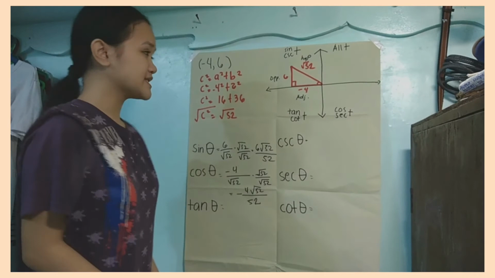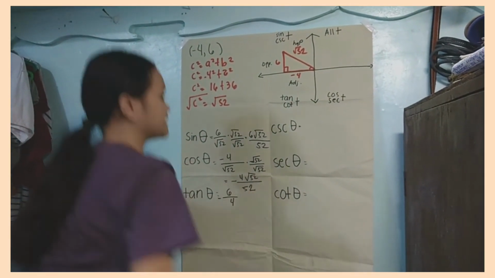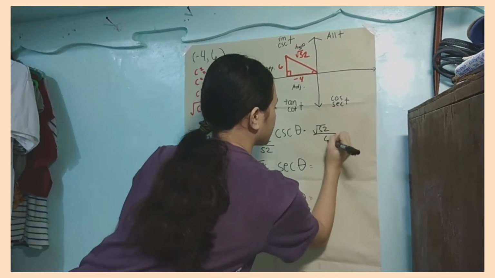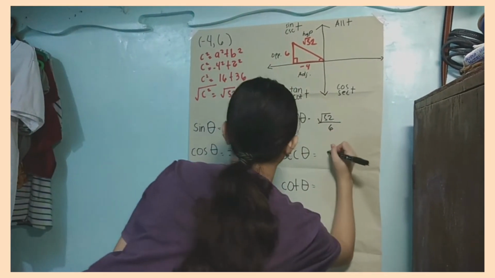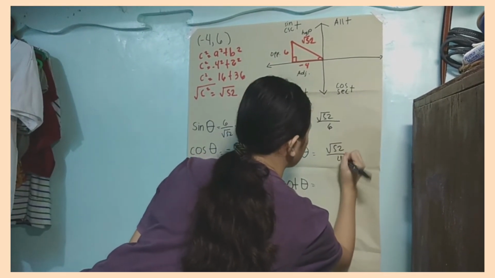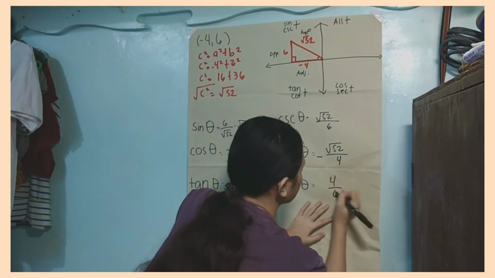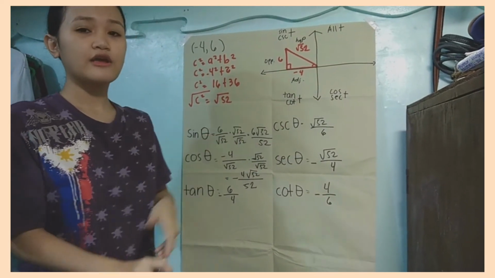Then our tangent is opposite over adjacent, that means it is negative. Then cosecant, 6. Our cosecant, our cotangent. The only positive ones there are sine and cosecant, since our terminal side lies on quadrant 2.